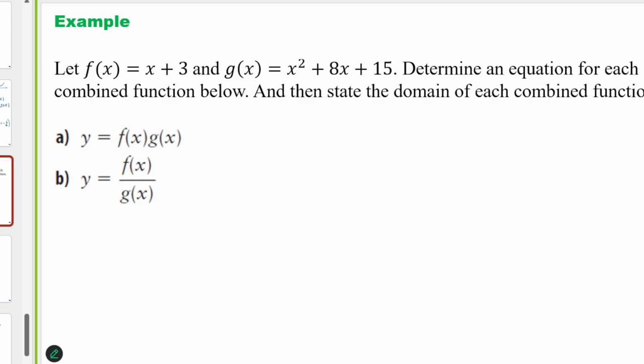Okay. All right. Let's see another example here. So note that we can do addition and subtraction with functions. We can also do multiplication and division on functions. So suppose f(x) equals x plus 3, g(x) equals x squared plus 8x plus 15. Can you determine an equation for each combined function below, and then state the domain of each combined function? Again, I'll give you some time to have a look at that, and let me know if you finish, okay?